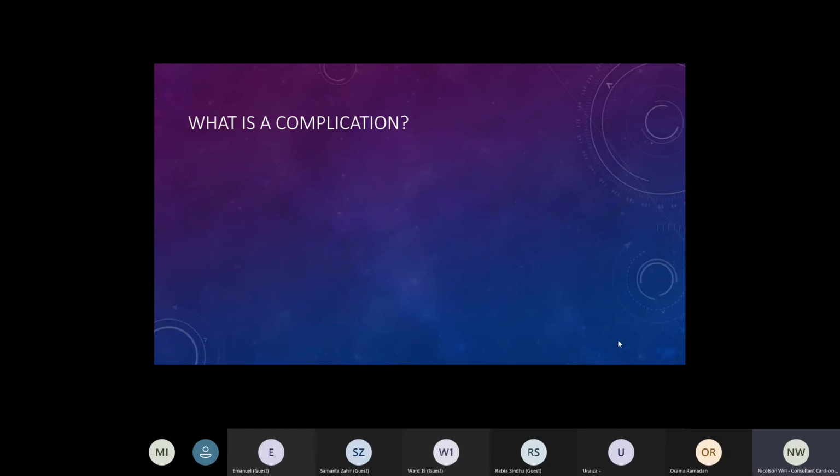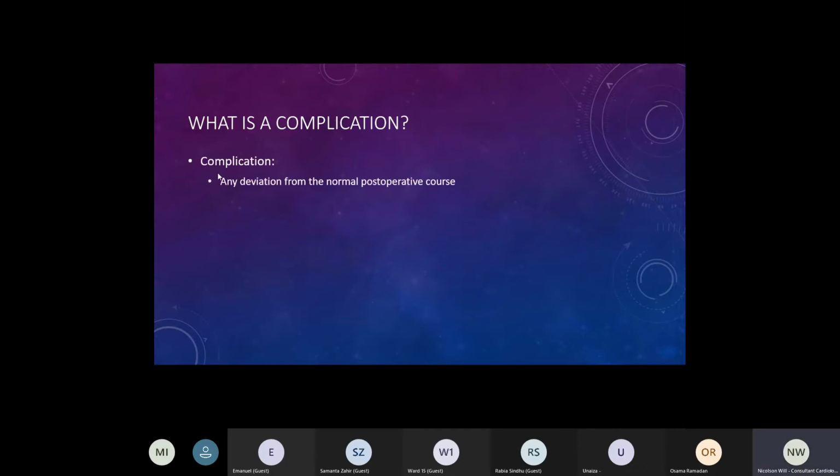So what actually is a complication? Having addressed what the perception of risk is and the fact that people's perception often isn't matching up with the real probabilities, and the way they think just doesn't connect with probability, what actually is a complication? So there are different categories.